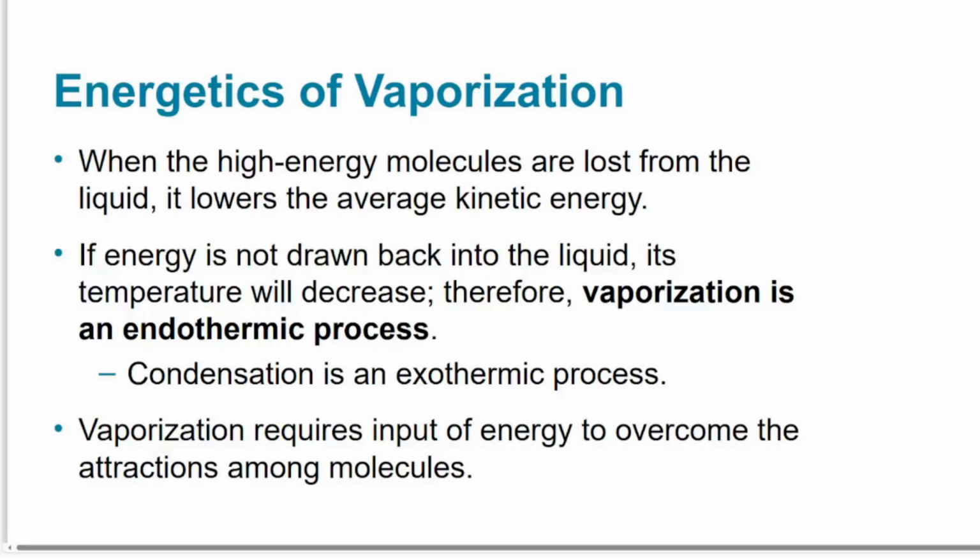When high energy molecules are lost from a liquid, it lowers the average kinetic energy of the system. If that energy is not regained by the liquid, then the temperature actually decreases from the process of vaporization. Therefore, we see that vaporization is an endothermic process. Since vaporization is the opposite of condensation, condensation is an exothermic process.